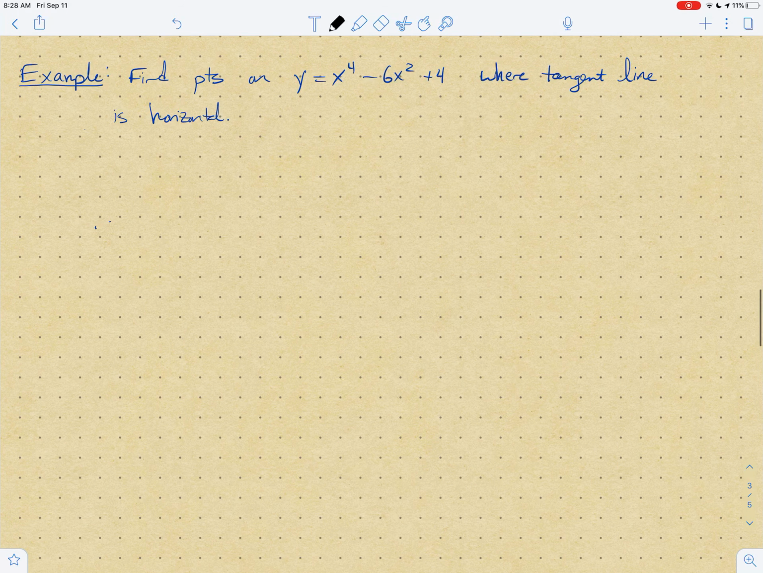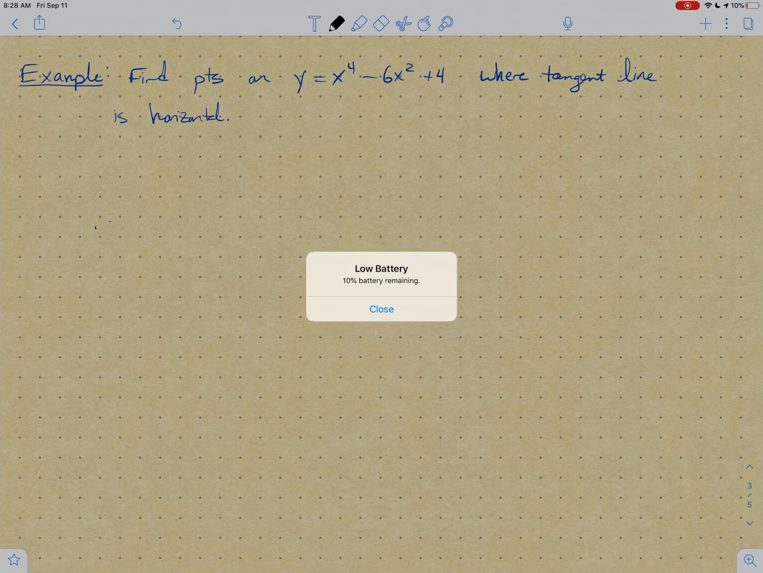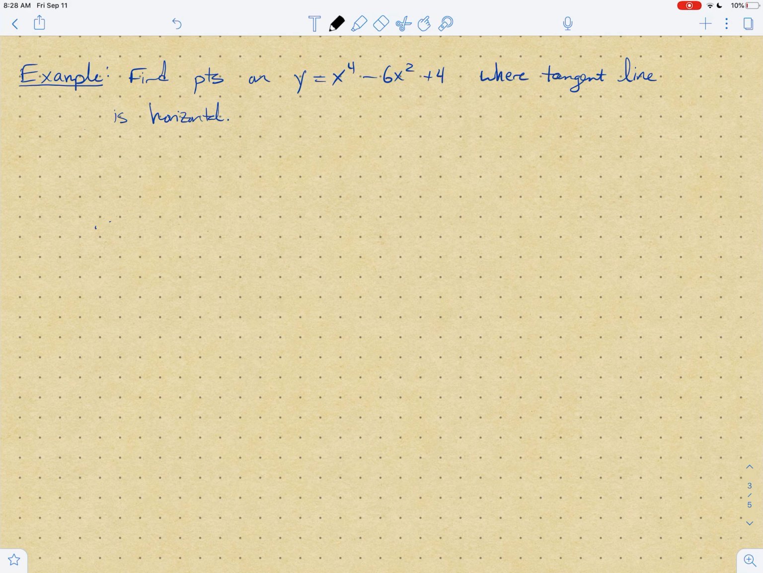All right, so let's go back to our notebook here, and I want to do one more example with you. So we're asked to find the points on this curve where the tangent line is horizontal. So think with me, tangent line being horizontal means it has slope 0. So I'm looking for where the tangent line slope is 0. Where's the derivative 0? I want to solve for y prime equals 0. Make sure that you can see that's what we're after here.